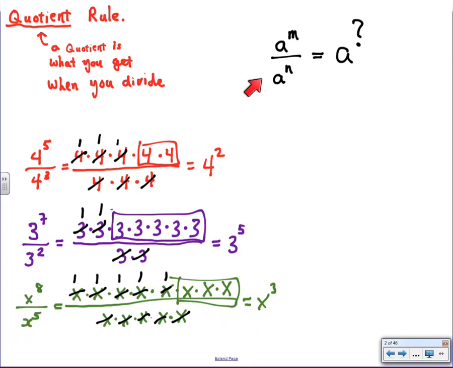Now to generalize, and this is where the homework comes into play. When you get to class, I'm going to ask you what a to the m over a to the n is equal to in simplest possible terms. Your job will be to tell me a to what power am I going to have.